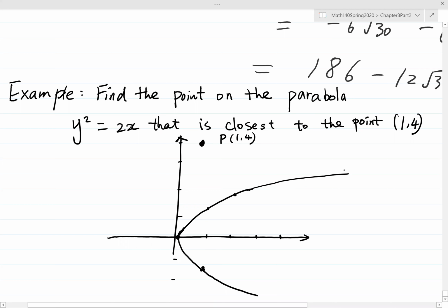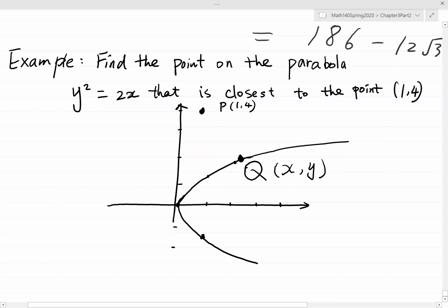Now you see from this picture, it's clear that we should have some point on the parabola that has the shortest distance to the point P. Suppose this point looks like it's somewhere around here. We just do a rough graph. So this is Q, with coordinates x and y. Then we find the distance PQ. So we need to minimize the distance PQ.